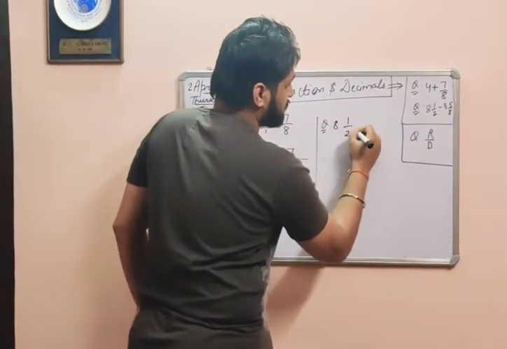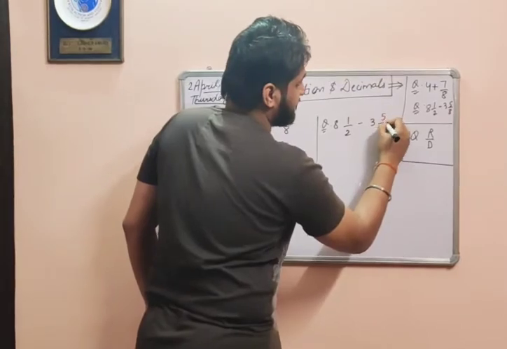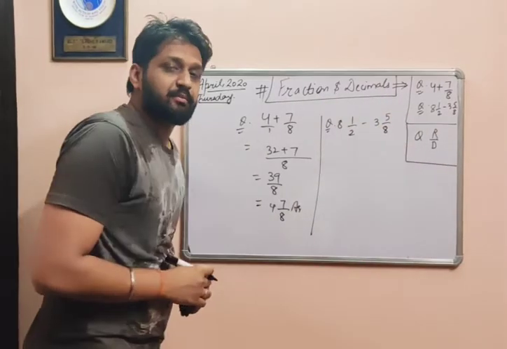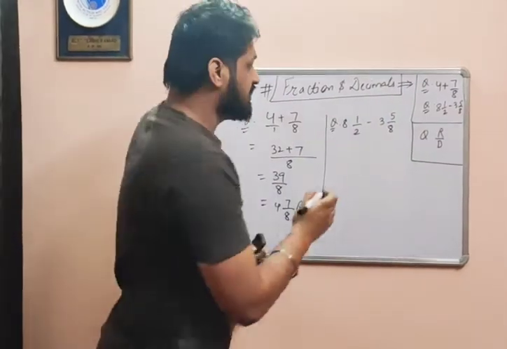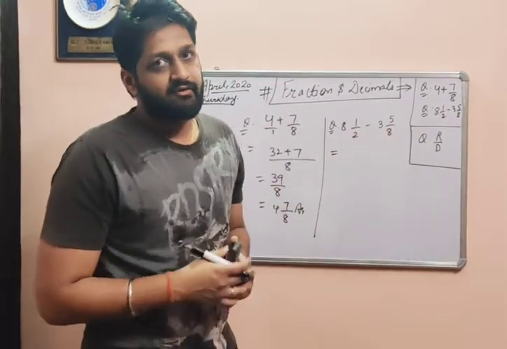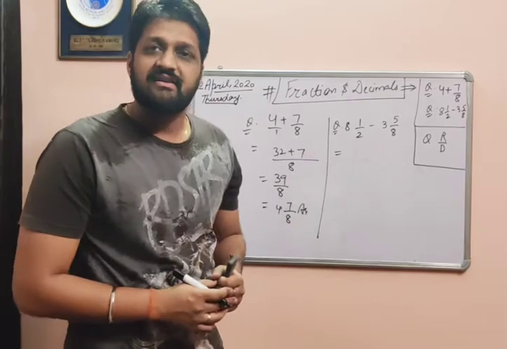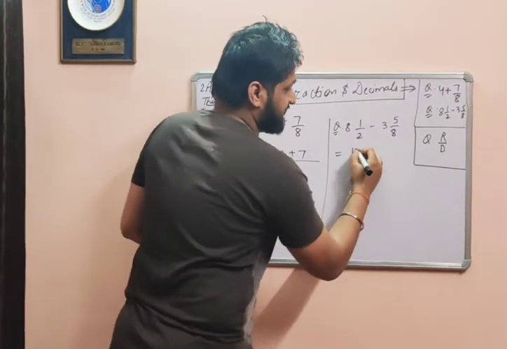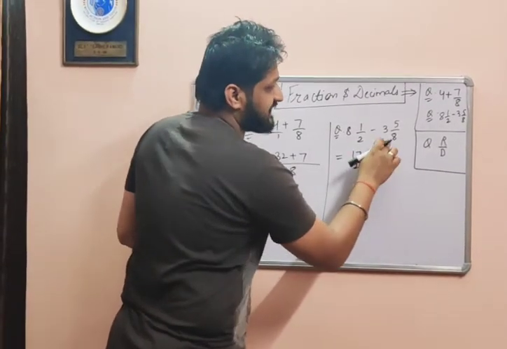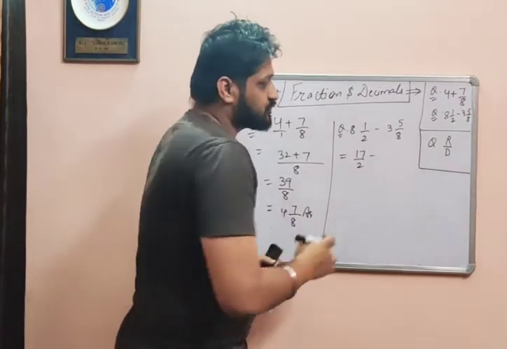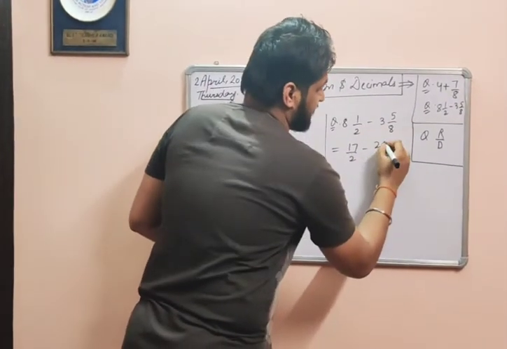8 1 by 2 minus 3 5 by 8. This is a question of subtraction on the basis of mixed fractions. So first of all, what we have to do, we have to convert it into the improper fraction. So now 8 multiplied by 2 is 16. 16 plus 1, 17 by 2. Minus 8 multiplied by 3 is 24. 24 plus 5, 29 by 8.